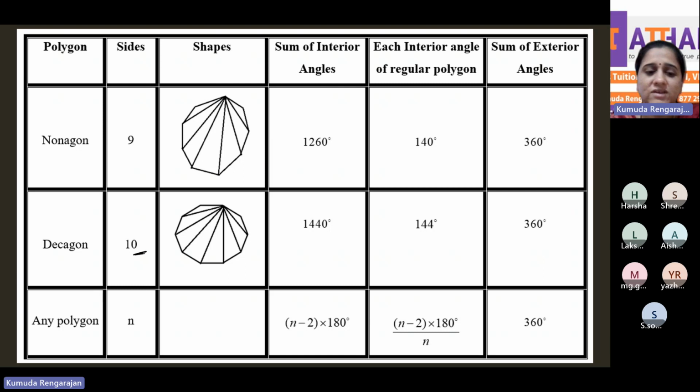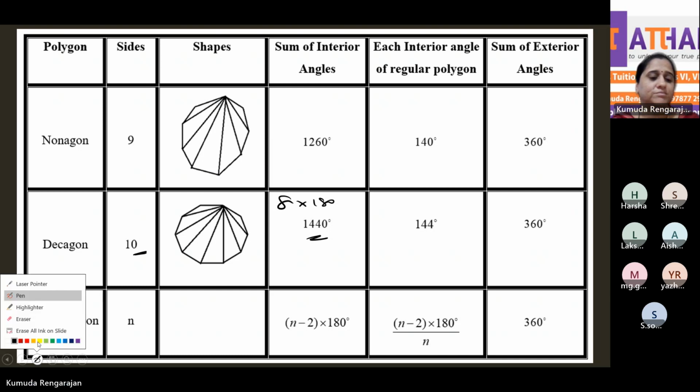So decagon has 10 sides. So you can see 8 triangles here. So 8 into 180, 1440. It goes on with this.